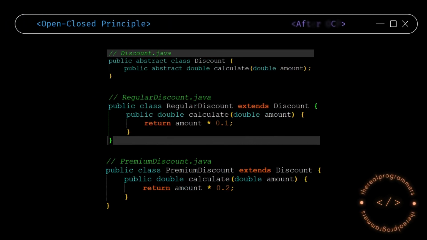To solve this, we can use an abstract class which contains an abstract method called calculate. All the types of discounts that we want to calculate can be divided into classes, and they can extend the main discount class and provide implementation to this calculate method.